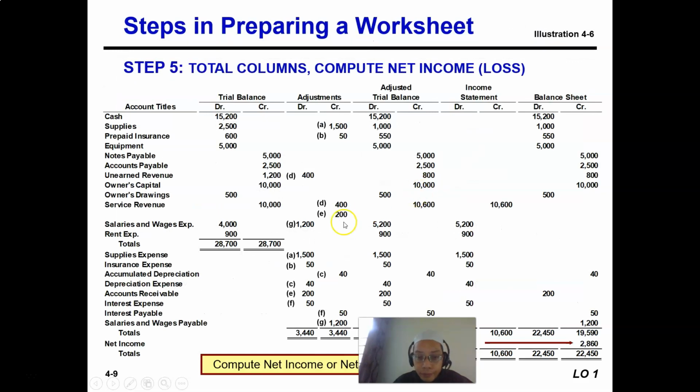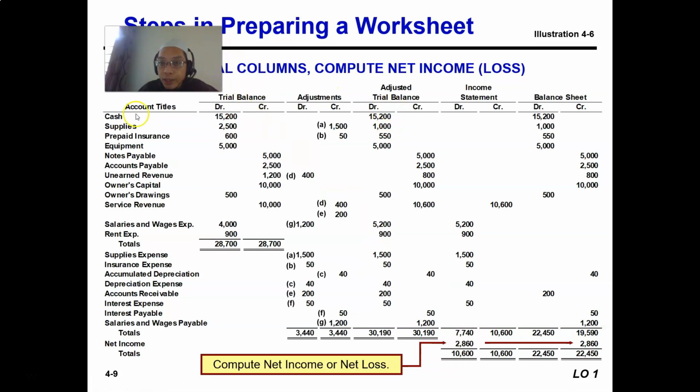If you look back at the worksheet, on the balance sheet column we have the accounts listed with their balances on the debit or credit side based on the type of accounts. We have all the asset accounts: cash, supplies, prepaid insurance, and equipment. We have the balances on the debit side. We have the liability accounts: notes payable, accounts payable, unearned revenue, on the credit side, and we have the owner's capital.